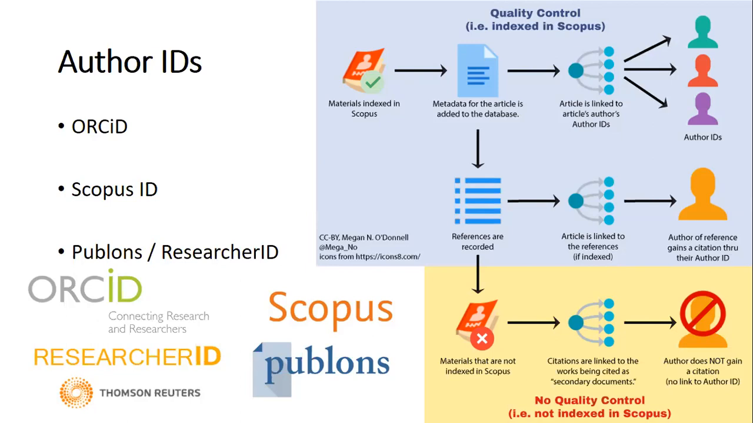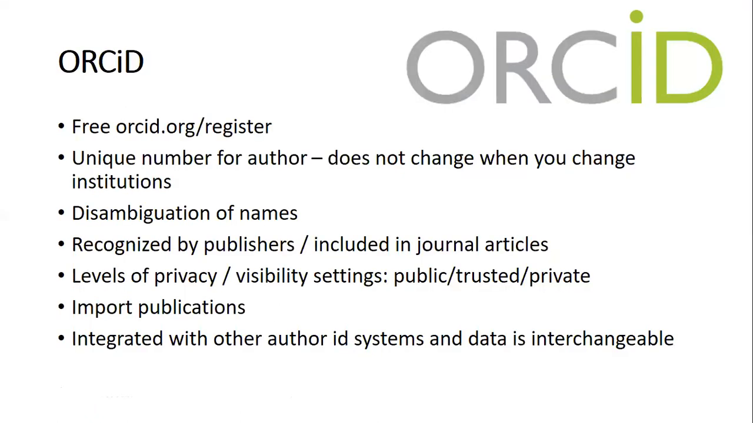I'm going to speak about 3 because there are pluses and minuses. The ORCID ID, Online Researcher and Collaborator Identification. It's free. It takes about 2 seconds to register. It is the most prominent in the field.